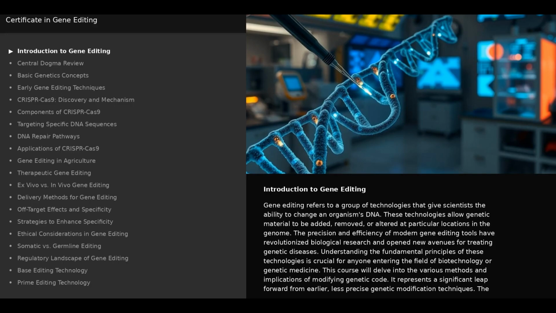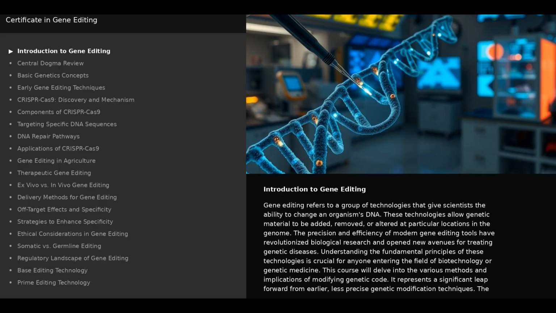Introduction to gene editing. Gene editing refers to a group of technologies that give scientists the ability to change an organism's DNA. These technologies allow genetic material to be added, removed, or altered at particular locations in the genome. The precision and efficiency of modern gene editing tools have revolutionized biological research and opened new avenues for treating genetic diseases. Understanding the fundamental principles of these technologies is crucial for anyone entering the field of biotechnology or genetic medicine.